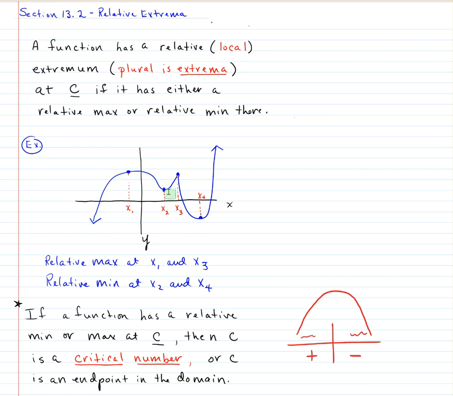We've got this curve going like this, and it has a relative max at x1 and at x3, because on either side of it, it's going down. So you're coming up, and then you're going down. So you've got a max. Same thing here. It's got a relative min at x2. You're going down, then you change direction, and at x4.